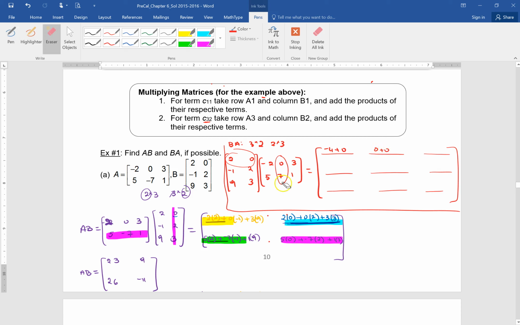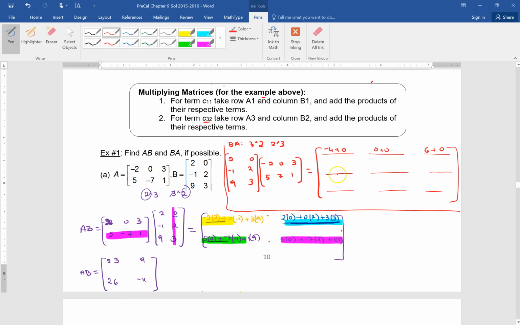The last one in this row is row 1, column 3. Okay? So what times what is first? 2 times 3 is 6 plus what times what? 0. Okay? Now, I'm going to go back to the second row.